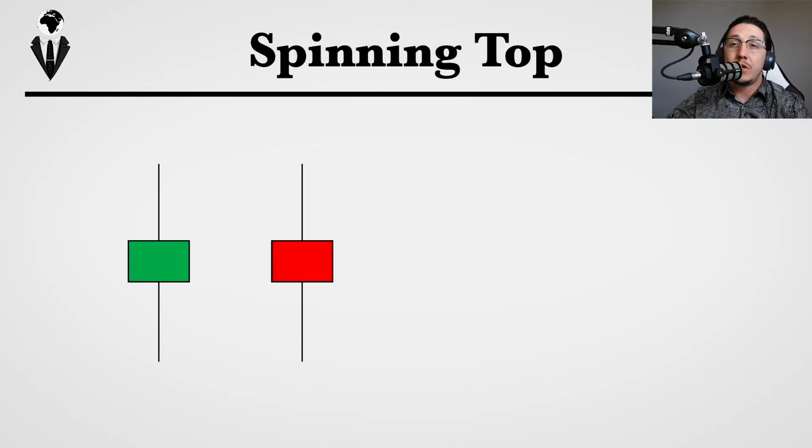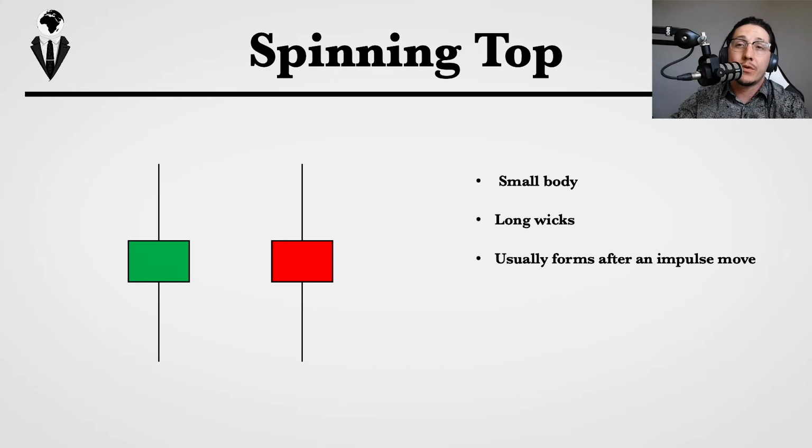All right, so the next one we're going to look at is the spinning top candle. This one, you'll notice, has a small body in the center of the candle. On each side of the candle, you'll see long wicks. Usually they're about even, but sometimes there's a slight variation. However, as long as they're long wicks, this is the type of candle you are looking at. This usually forms after an impulse move. You'll see either a move up or a move down in the market, and then you'll see this candle at the bottom or the top of those moves.